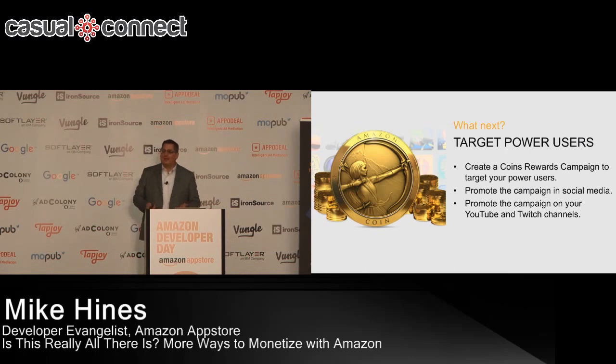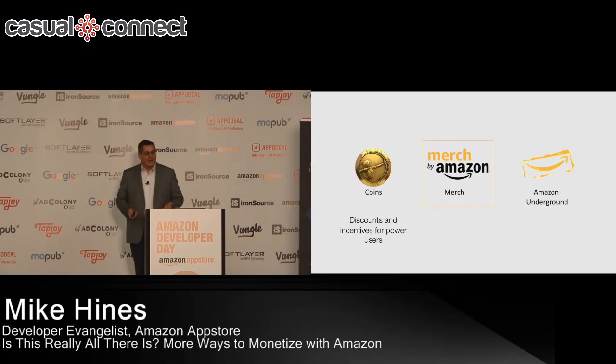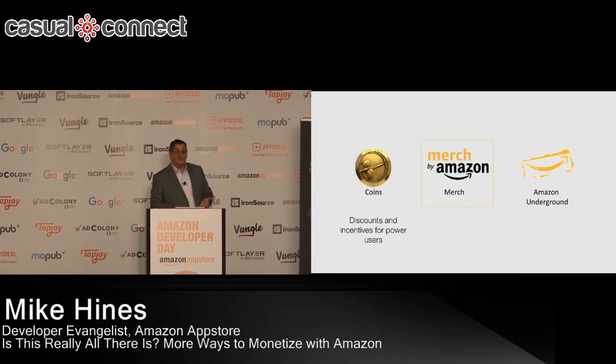Go ahead and promote that campaign in your app. Go ahead and promote that in social media as well, outside of your app. Put it in YouTube or Twitch and make an event out of being able to give your best spenders some really good value. Okay, so that's how you can use Amazon coins to provide discounts and incentives for creating new power users and rewarding your existing power users.